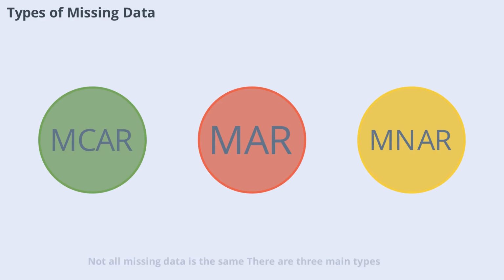Not all missing data is the same. There are three main types: missing completely at random (MCAR), missing at random (MAR), and missing not at random (MNAR). MCAR means the missingness is unrelated to any data, MAR means it's related to observed data, and MNAR means it's related to unobserved data. Understanding these types helps you choose the right handling method. Let's break down each type and see how they affect your preprocessing decision.